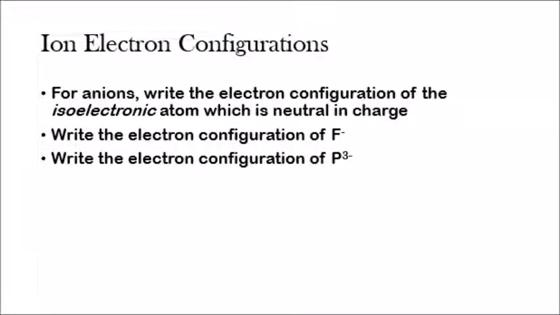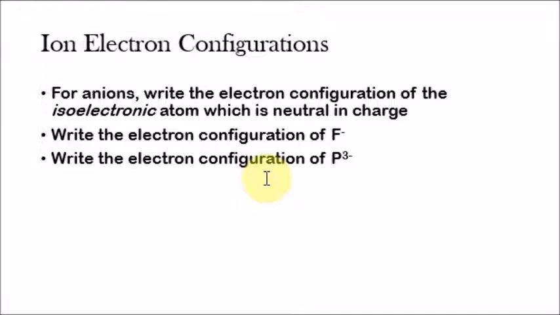In this video, we're going to be looking at ion electron configurations. It's pretty simple actually. So, for anions, that's a review of an ion which has a negative charge, we write the electron configuration of the isoelectronic atom which is neutral in charge. Isoelectronic means the same number of electrons. I think if you do an example, you'll understand what I'm talking about.